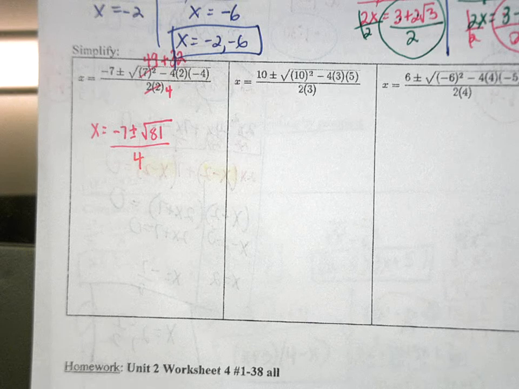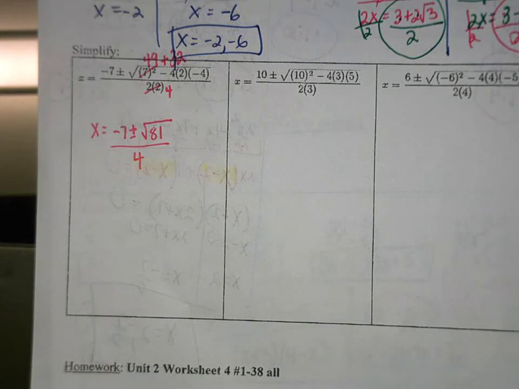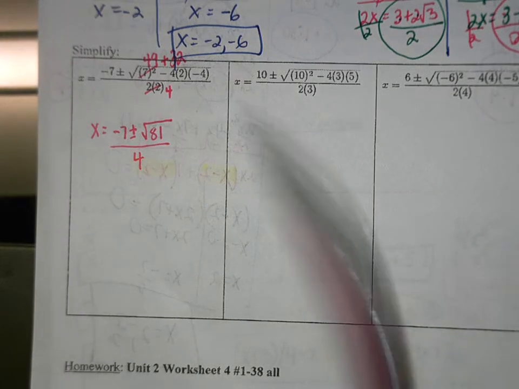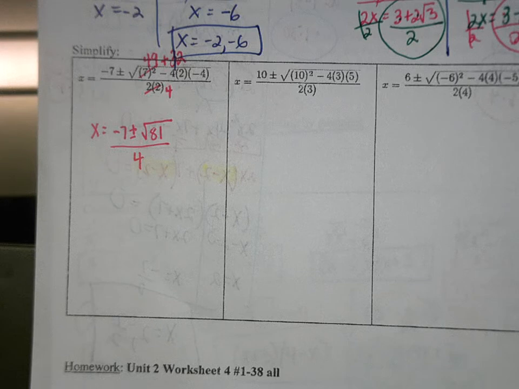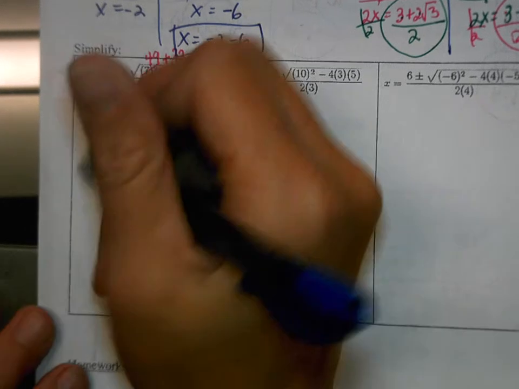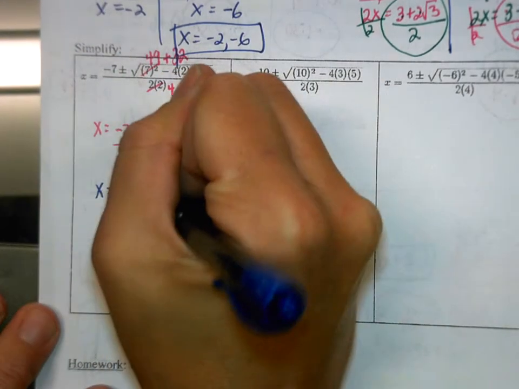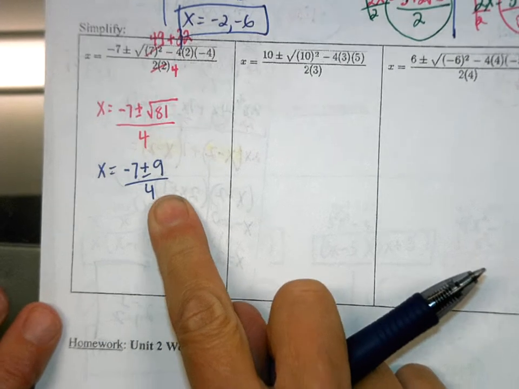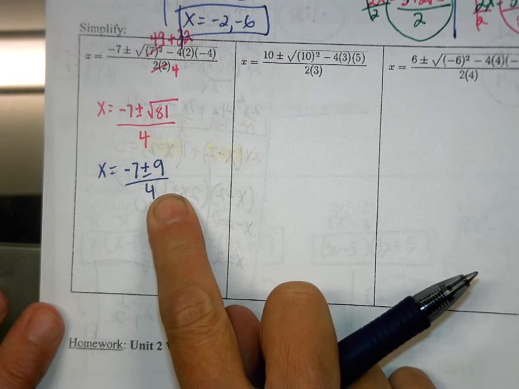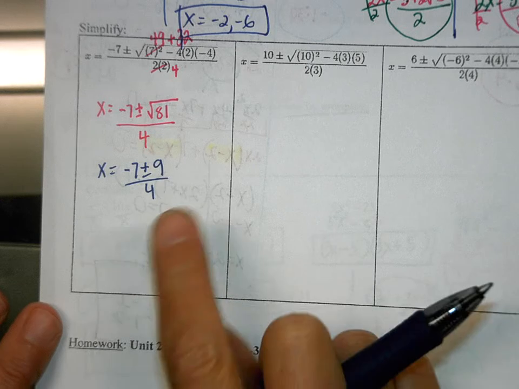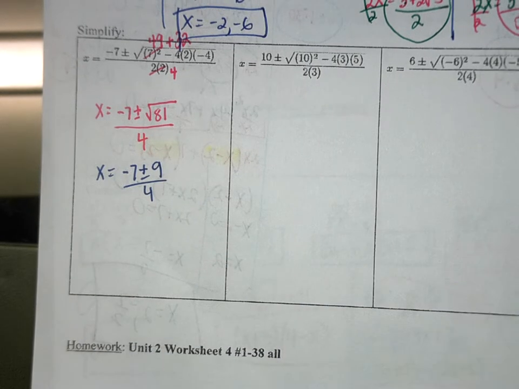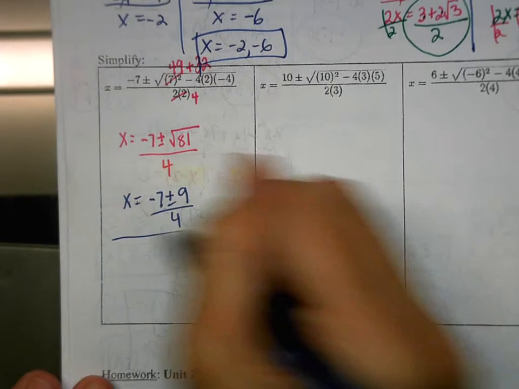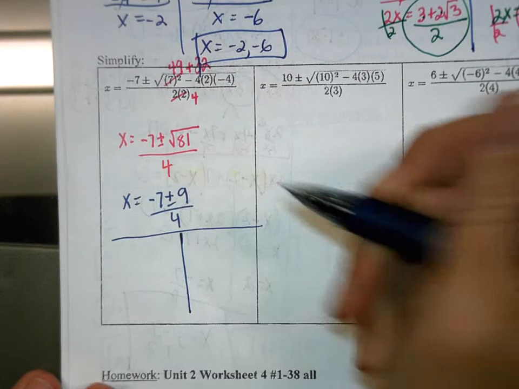Are we okay? Do you want me to go back? Is there a square root of 81? Yes, 9. So really, x equals negative 7 plus or minus 9 divided by 4. Can I simplify this? Yes, because they're whole numbers. I can add whole numbers together, right? And so at this point, because it can be simplified, I would separate it into my two equations.